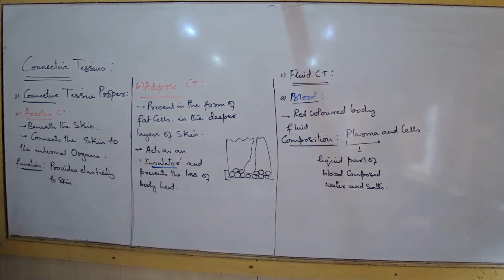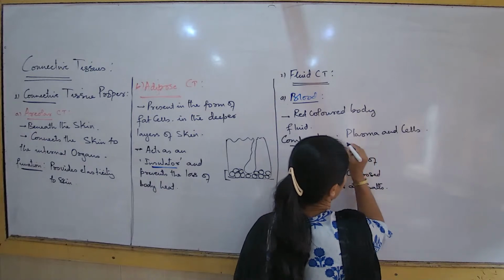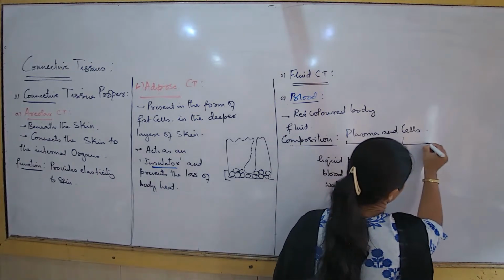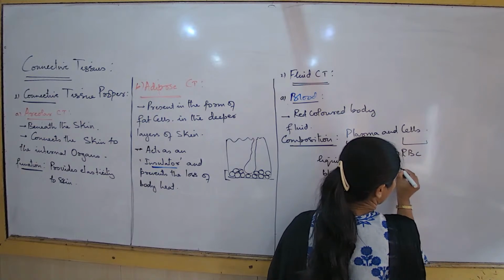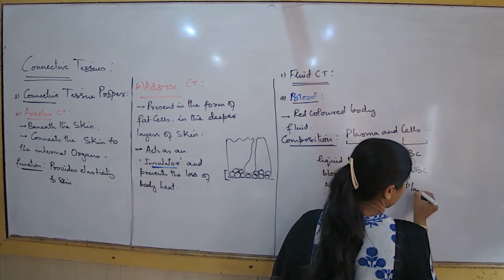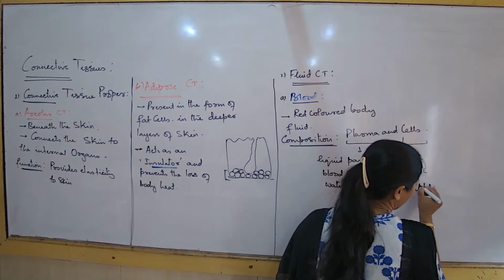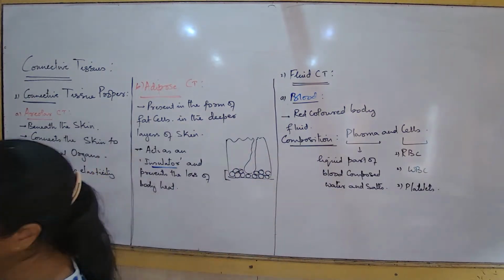Plasma is made up of water and a variety of salts, the liquid part of the blood. Then what about the cells? The blood has three types of cells. What are the three types of cells? One is RBCs, red blood cells. Another is WBCs, white blood cells. And third is platelets. The three types of cells that the blood has.